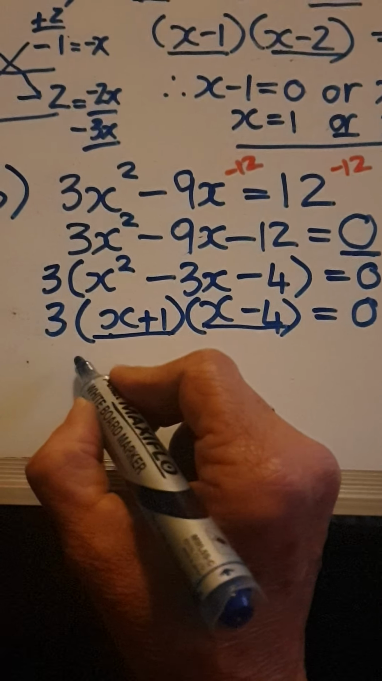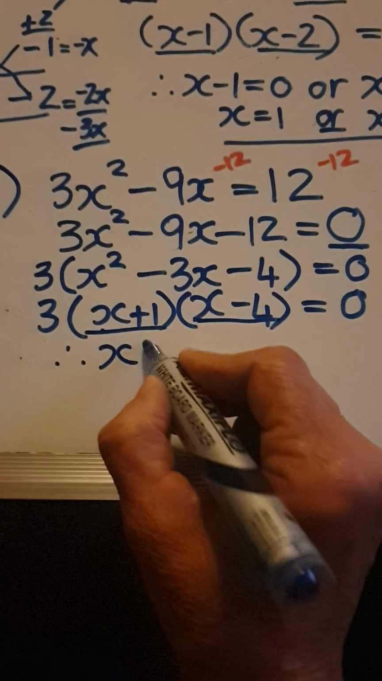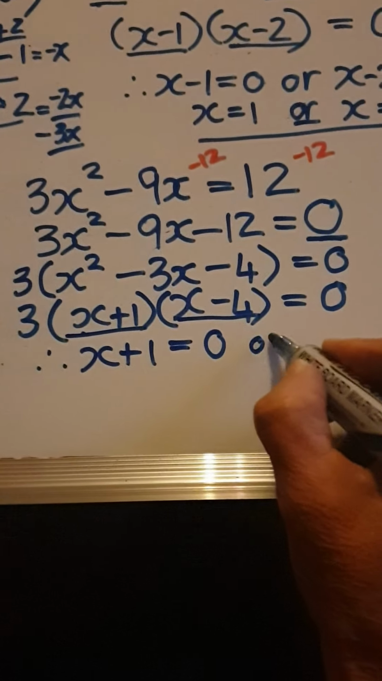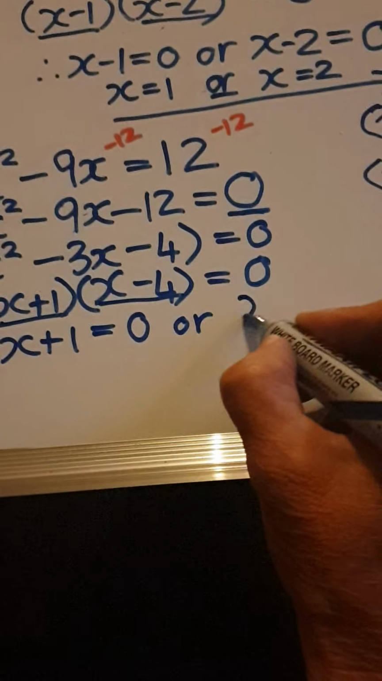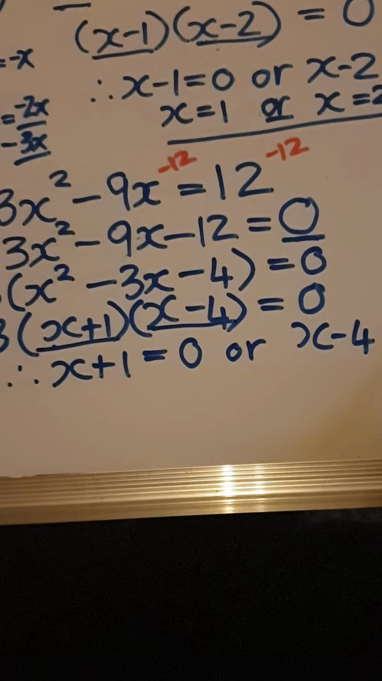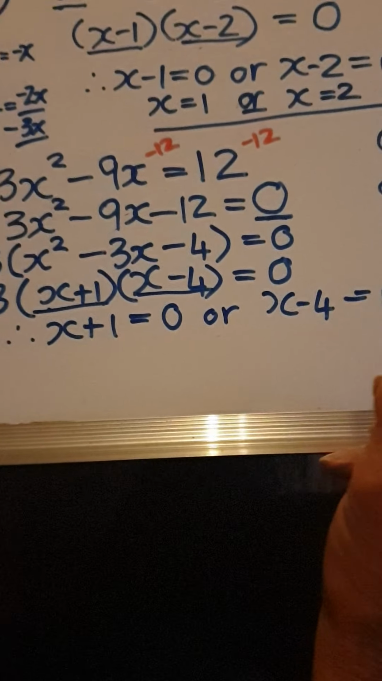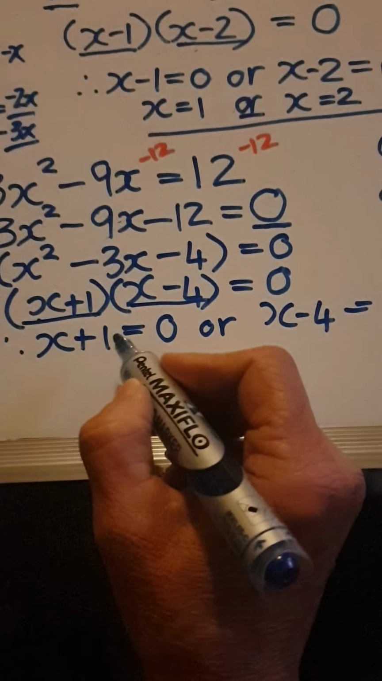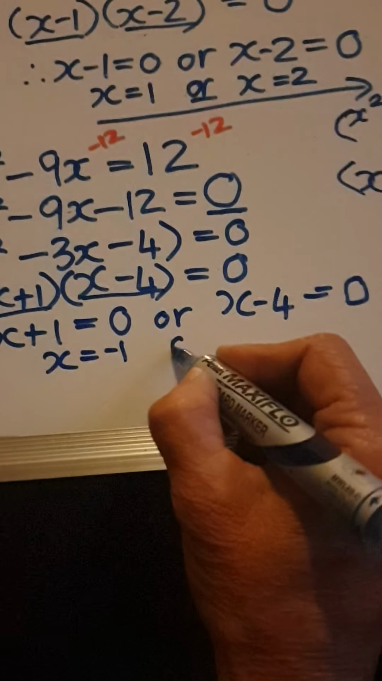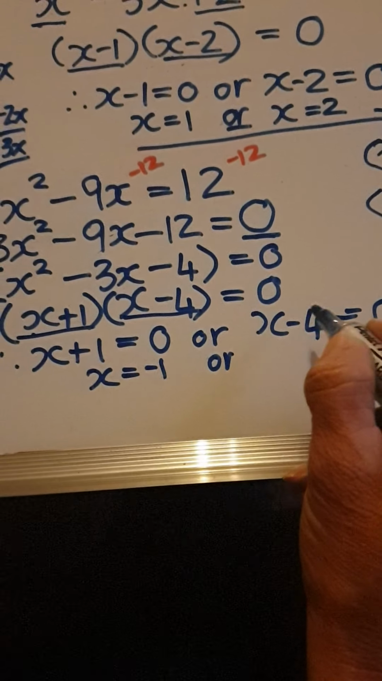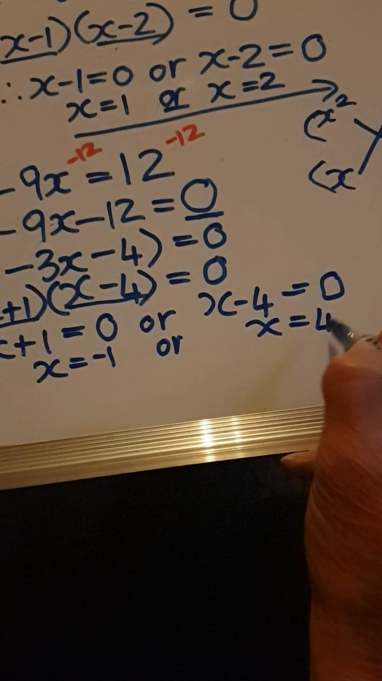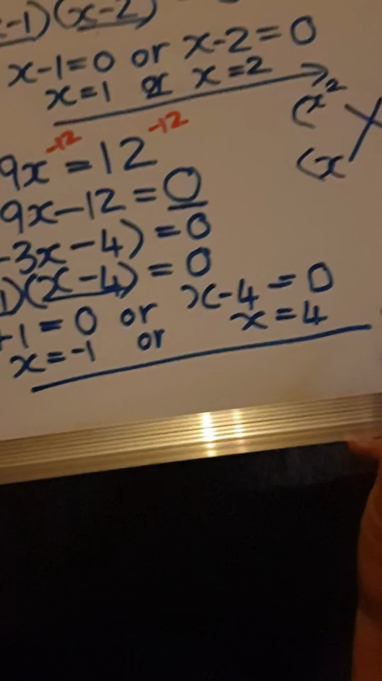So I can say, therefore, that x plus 1 must be 0, or x minus 4 must be 0. Which means the solutions are: what will make x plus 1 equal 0? If x is -1. Or what will make x minus 4 equal 0? If x is 4. And that solves the equation.